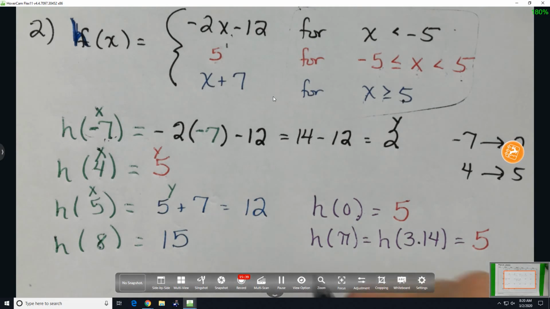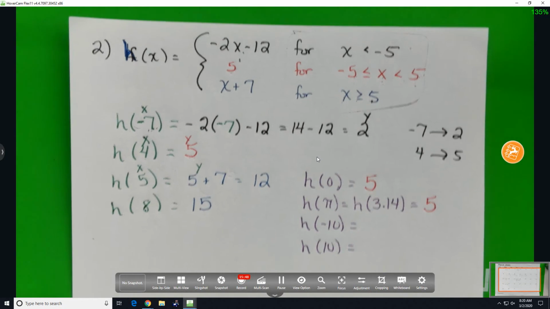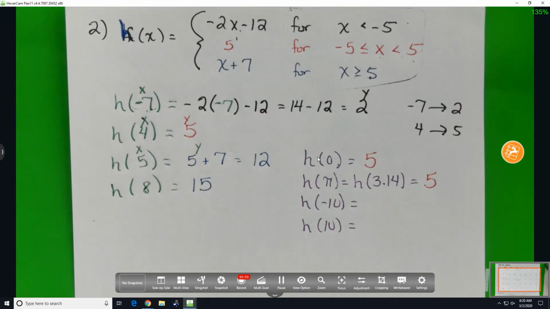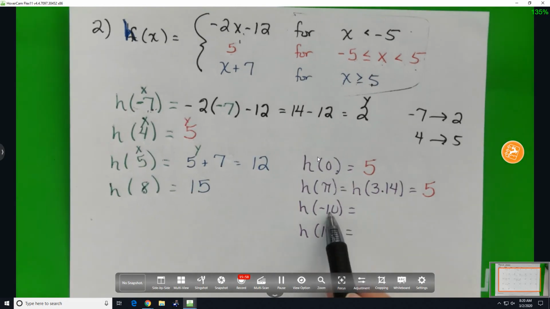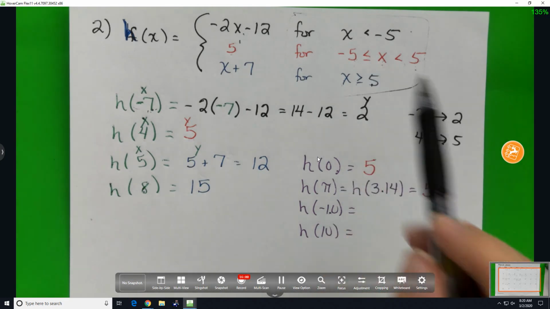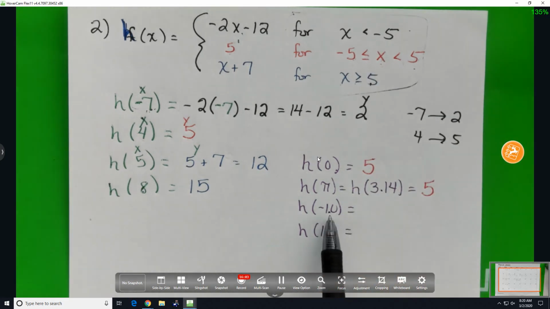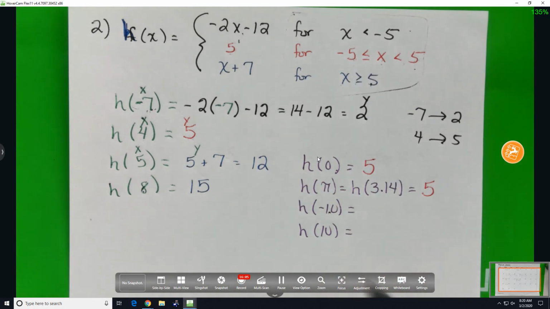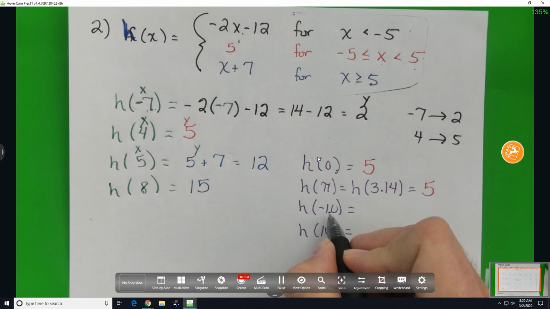Okay, so now let me do the one I wanted to do. H of negative 10 and H of positive 10. There. I am learning something. Okay, so H of negative 10 and H of positive 10. So H of negative 10, which one would we plug that one into? Negative 10. Okay, you're doing the positive 10, you're ahead of me. And you know what, it looks like I put a dot there, but it's not supposed to be a dot. Just make your 0 bigger.